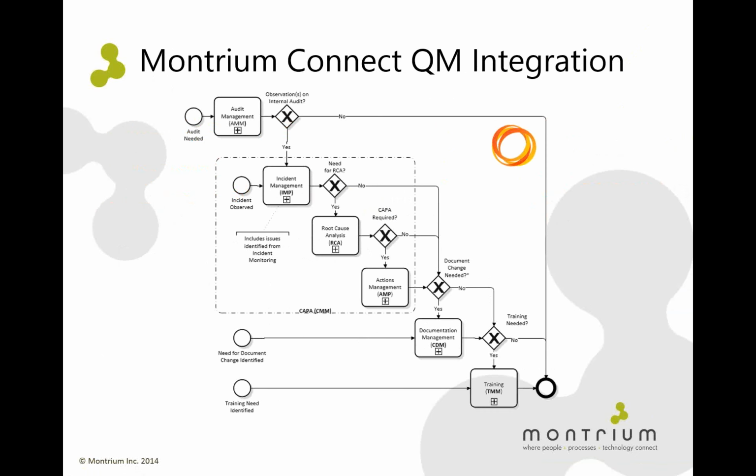Now the components of our system are all integrated. So for example, our audit management system will integrate with incident management, root cause analysis, and actions management, which really forms the primary CAPA module. This then integrates with documentation management and of course training management. And all of those pieces have to work together to be able to provide an integrated solution.